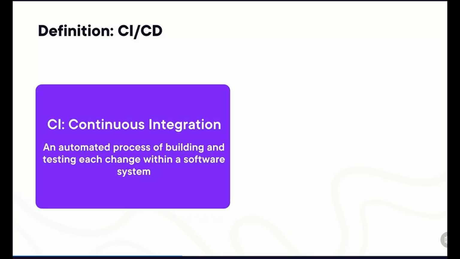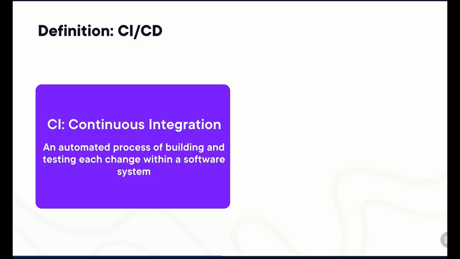So what exactly does CI/CD mean? Well, CI stands for continuous integration, which is an automated process of building and testing each change within a software system. Basically, whenever any developer checks in a change, the CI system automatically begins building that specific version of the code to ensure that particular change doesn't prevent the software from building.